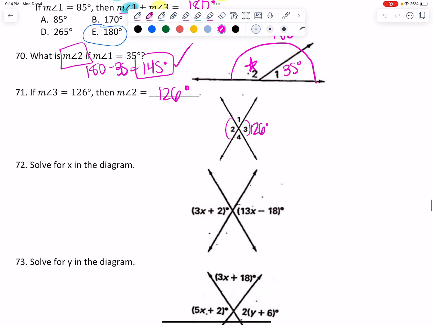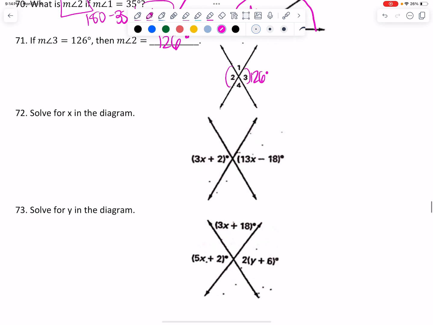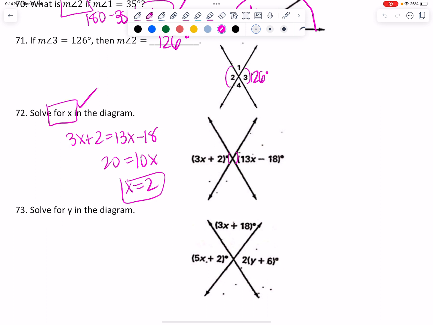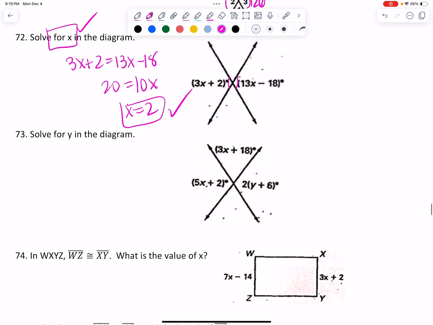Those are vertical. Okay. Again, these are vertical in this diagram as well, so we can set 3x plus 2 equal to 13x minus 18. We can do some quick algebra here, and what is the value of x? Solve for the value of x. I just did, so I am done with that problem. Vertical angles are congruent.